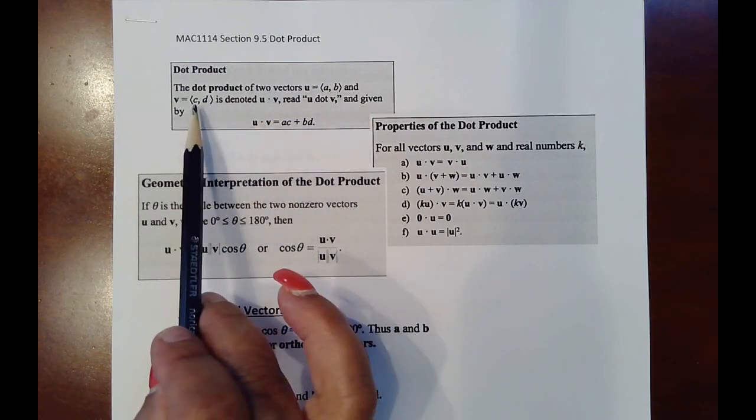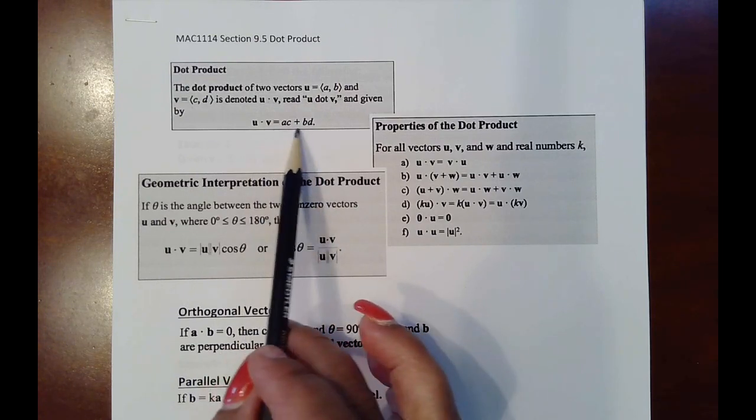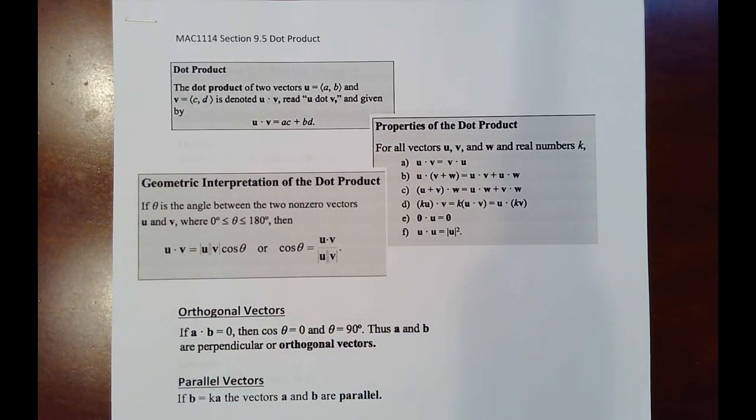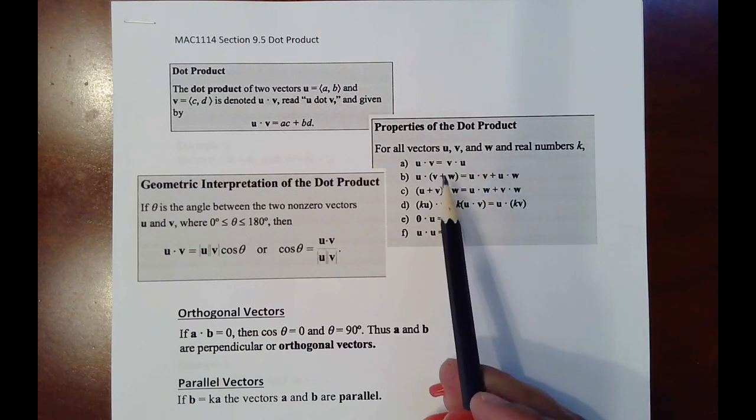back component times back component. So B times D, that's that back component, and then you'll be adding those together to get a scalar. In other words, you're going to have a numerical value for your final answer there. So a dot product is a scalar. It's just a value. Okay, then we have properties of the dot product.